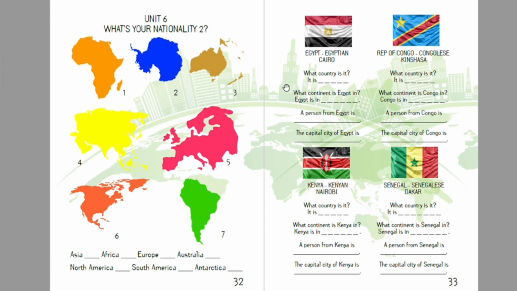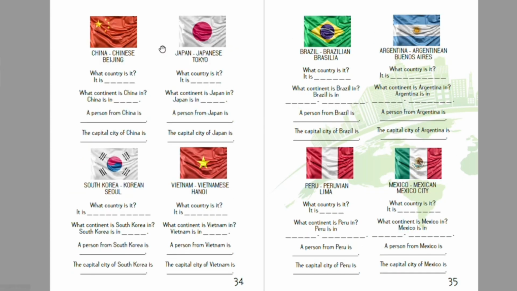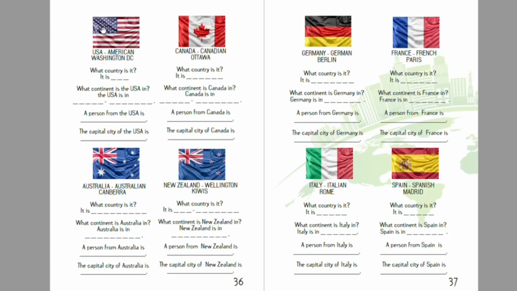So as you can see here, you have the African continent. Here you have the Asian continent. Here you have the South American continent. Here you have the North American continent. Here we have Australia. And here you have the European continent.